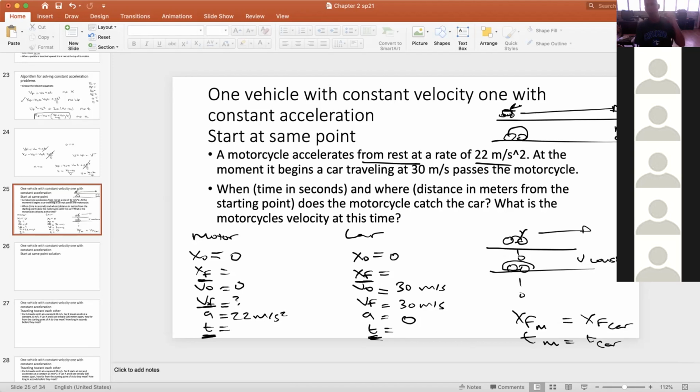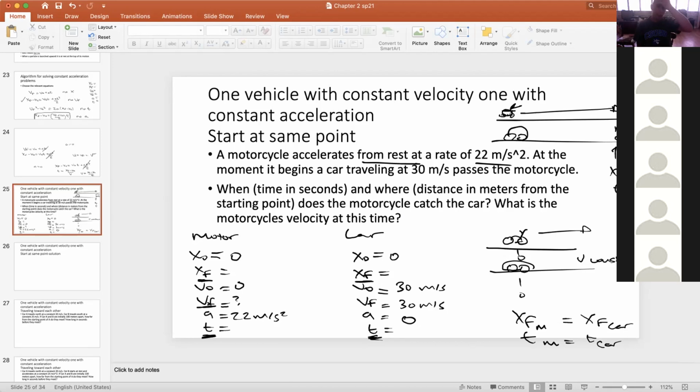But the real takeaway here is the algorithm of solving this and understanding that they're going to end up at the same X final. They're going to end up taking the same time to get there. The difference between them is how they do it. And so you'll see how we can use those two things to solve them.